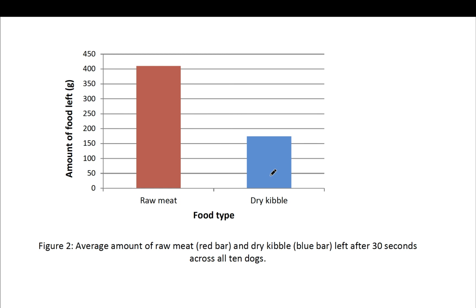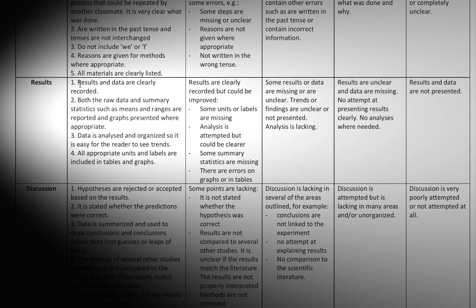That's for the discussion. So I'm going to record my results in a clear way. I'm going to show all of the data collected, and then I'm going to show some kind of summary statistics. That could be a graph. I could write the mean in the text; think about what's going to communicate it better. I'm going to analyze my data and organize it so the reader can see the trend. What do dogs prefer? And then I'm going to make sure I use units and labels, especially when I'm talking about things like tables and graphs.